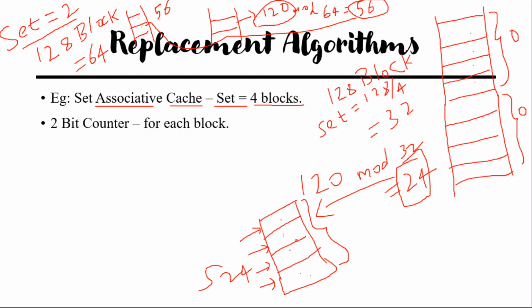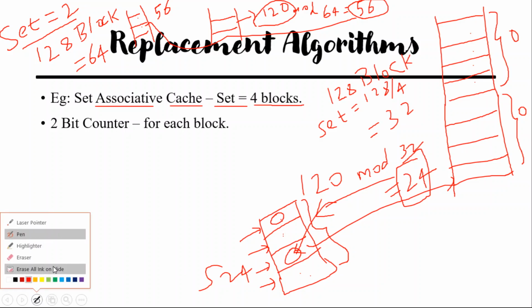How are we going to find that? That is the question. It should replace the block which is not used recently. For example, if this is the block which is not used recently, then the new block will overwrite it, or replace it. Replaced in the sense that this block will go back to main memory and a new block will come here. But how exactly the logic is going to work, that's what we are going to discuss.